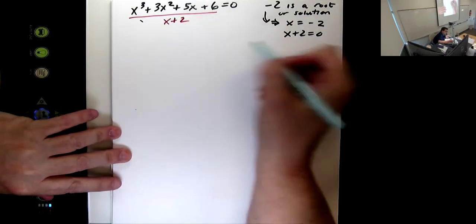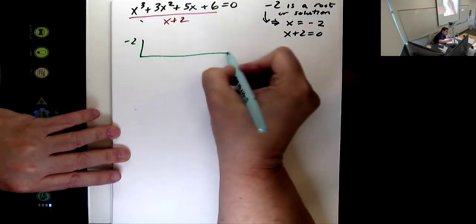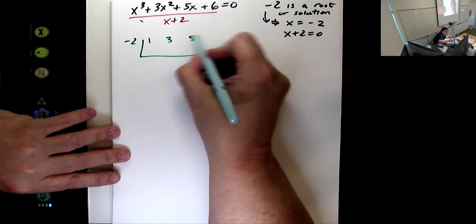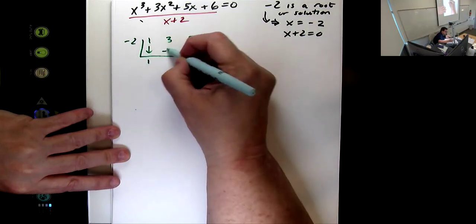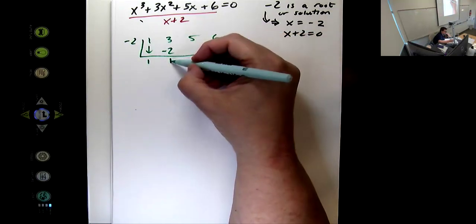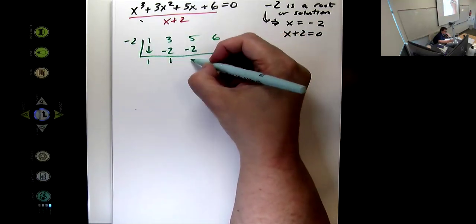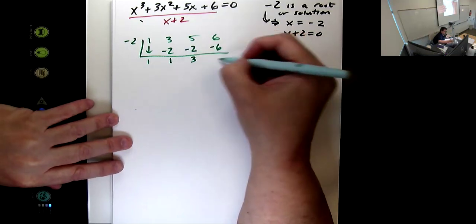So we got the -2 out front. I got 1, 3, 5, 6. Bring down the 1, -2 times 1 is -2. I add, I get 1. -2 times 1 is -2. I add and I get 3. -2 times 3 is -6. I add and get 0.